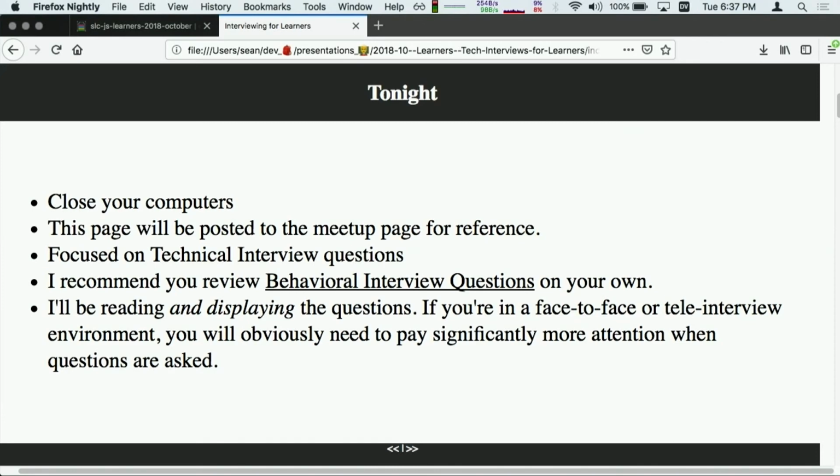This currently is on my local machine. I will post it up on Meetup before the end of the evening. It is focused on the technical aspect of interviews. However, if you haven't done a lot of interviews, I cannot recommend highly enough looking into behavioral interview questions. Even if you aren't asked explicitly for a behavioral interview question, knowing how to answer them is how you should answer any non-technical question, okay? Very, very strongly recommend that.